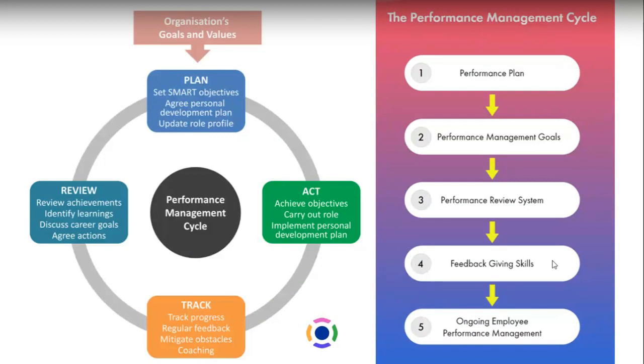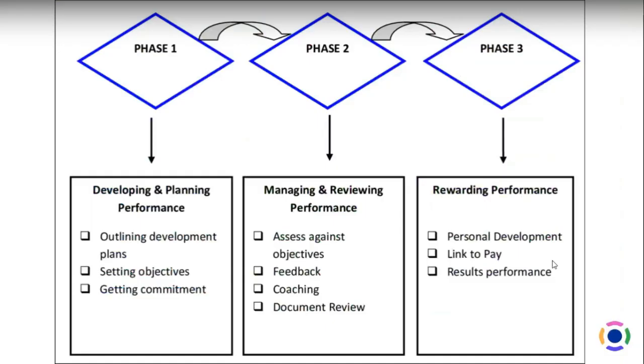Every manager, every one of us, needs to learn the skill of how to give feedback without antagonizing the person. Most times when you give feedback, people feel talked down to because it is antagonistic in nature. But when you give feedback, it's meant to encourage them. Then ongoing employee performance management is a continuous cycle.